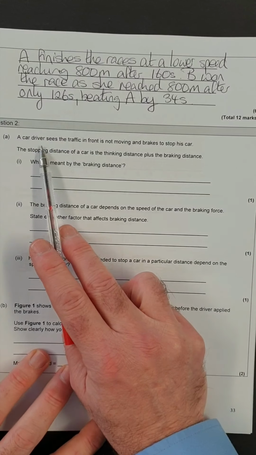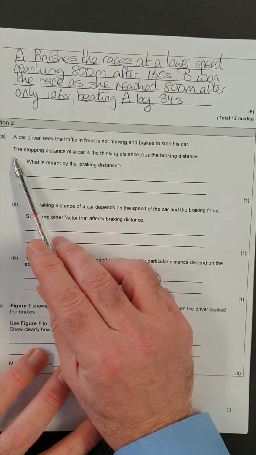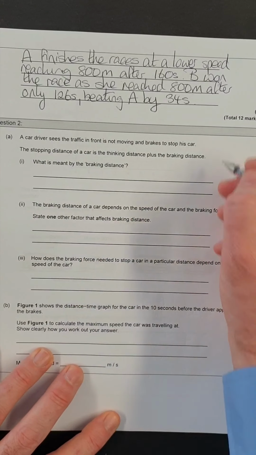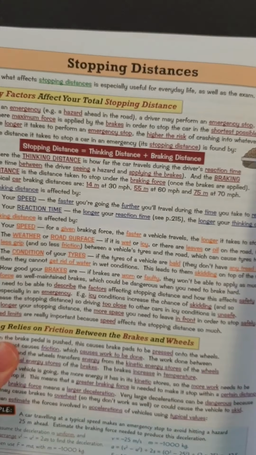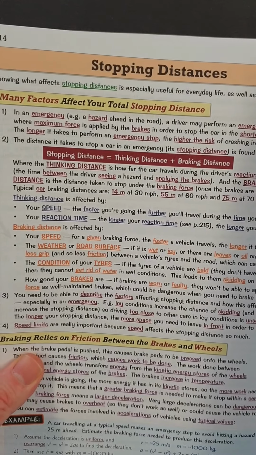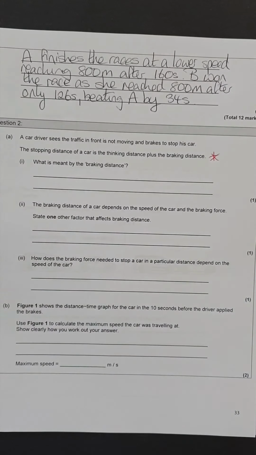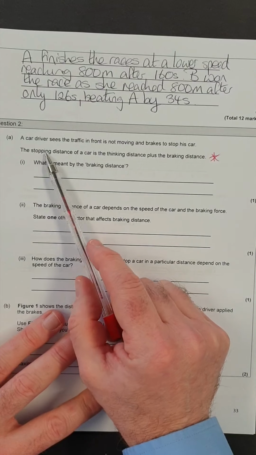Now, the next question is about stopping distance. It says a car driver sees the traffic in front is not moving and brakes to stop his car. The stopping distance of a car is the thinking distance plus the braking distance. This statement is really important to remember. Again, if we look in the revision guide, in the page dealing with stopping distance, we can see that statement is written in larger fonts. It's highlighted by putting it inside a red box. This is clearly a really important statement that will appear in mark schemes, if it's not given to you in the question.